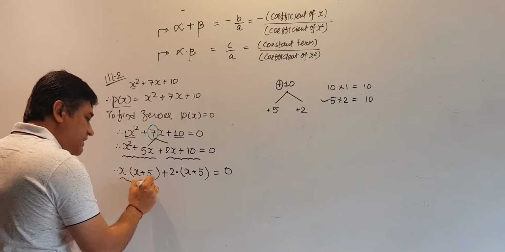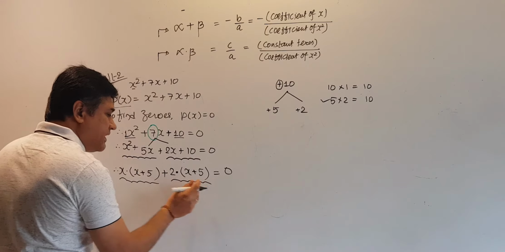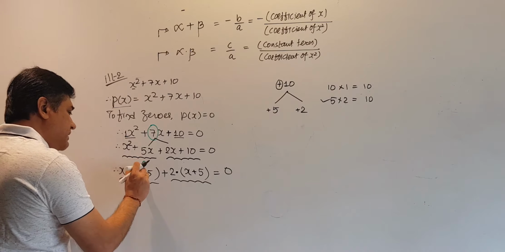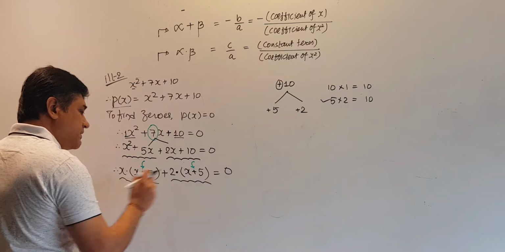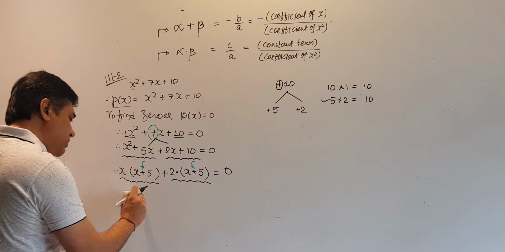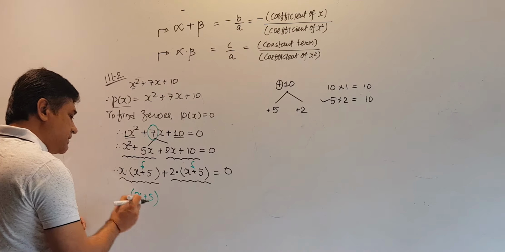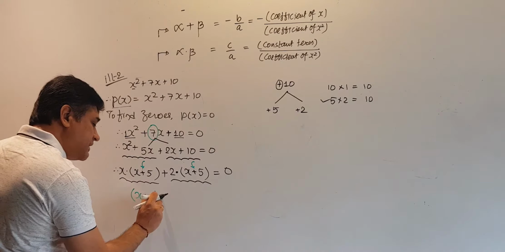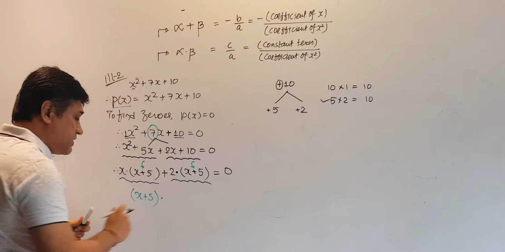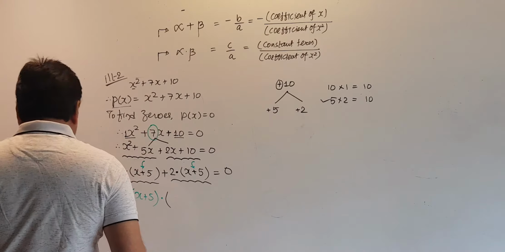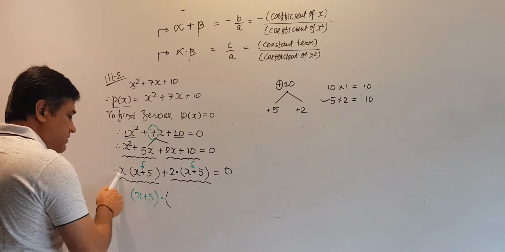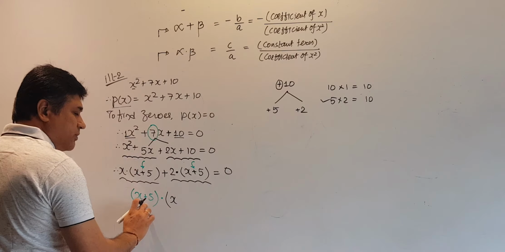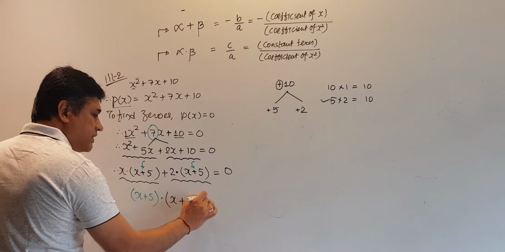Now you see friends, in these two pairs, what is common? You can see in both pairs x plus 5 is common. I'm getting x plus 5 common, factor out. As soon as I take it common, what is left? That is in the relationship of multiplication. Now in the first pair, what is left? X plus 5 is common, so what is left? X. Second pair, x plus 5 is common, so what is left? Plus 2 equals to 0.